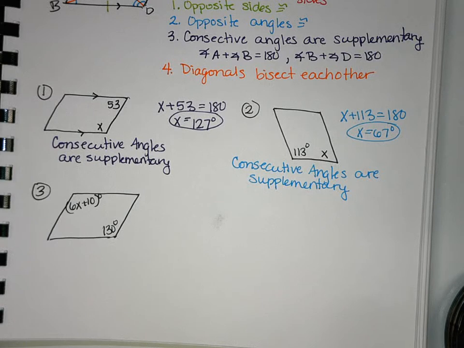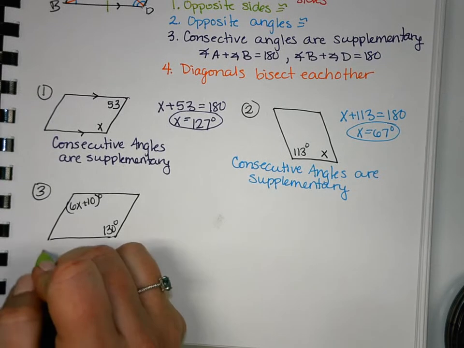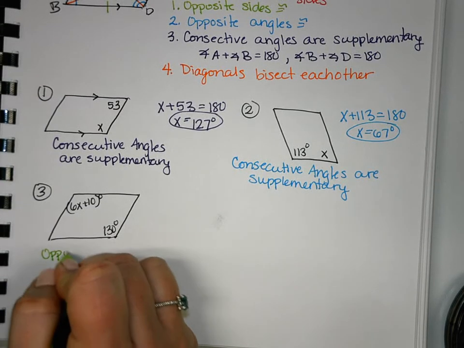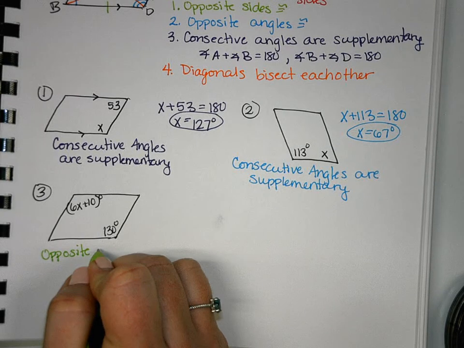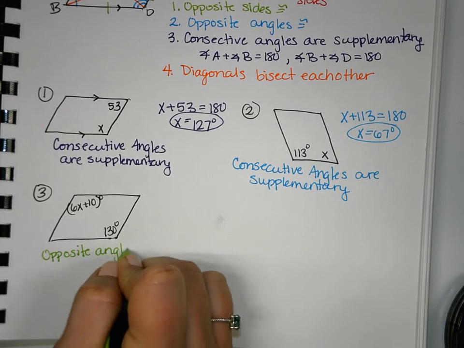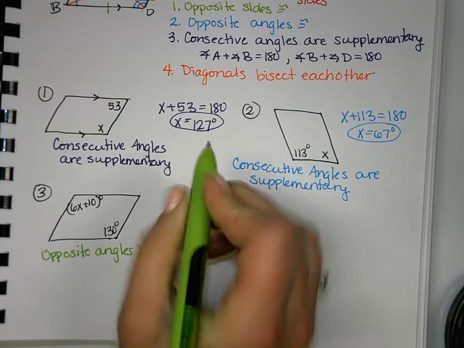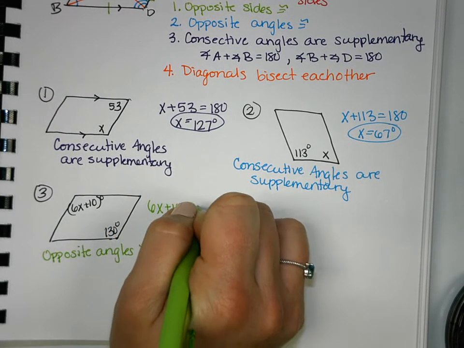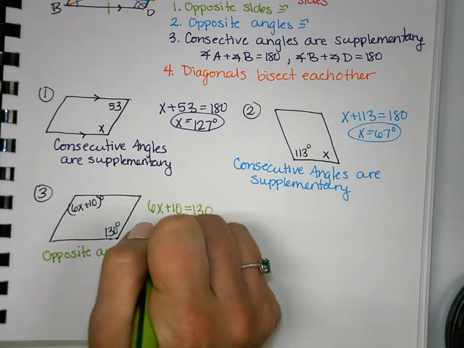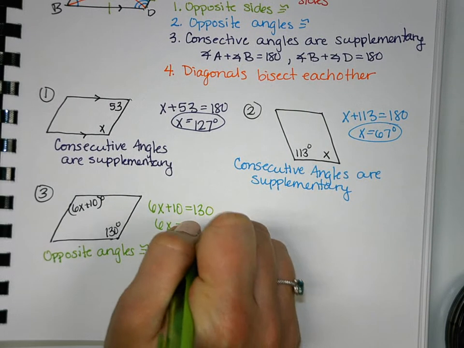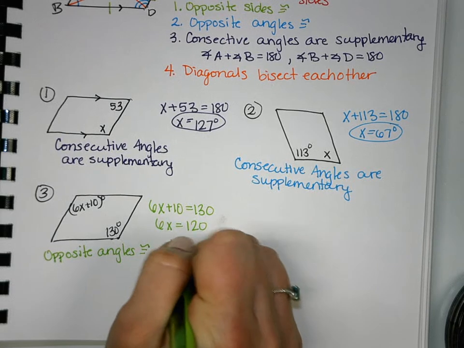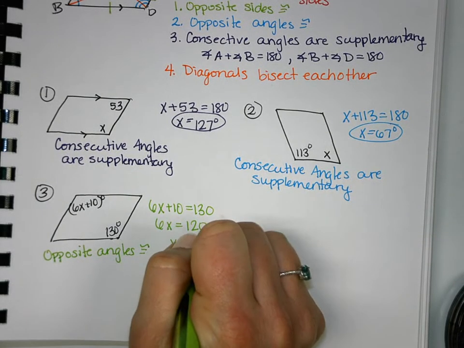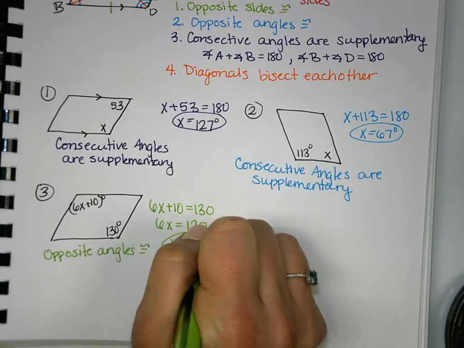Well, do we have sides? Opposite angles are congruent, so that can be our reason. Opposite angles are congruent, so that means that 6x plus 10 has to equal 130. Move the 10 to the other side, divide both sides by 6, and we get that x is 20.